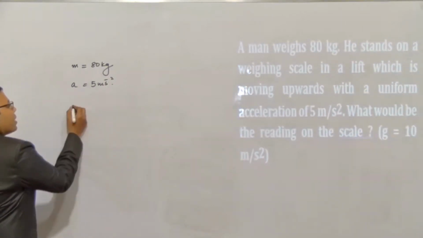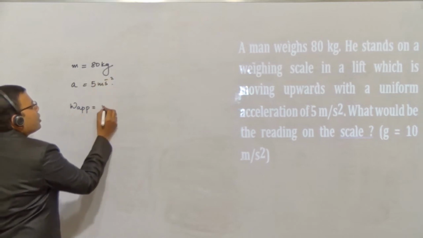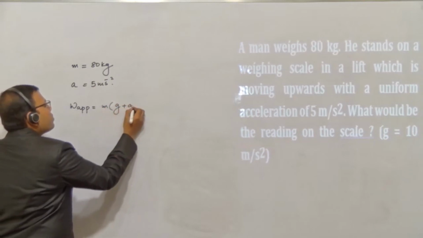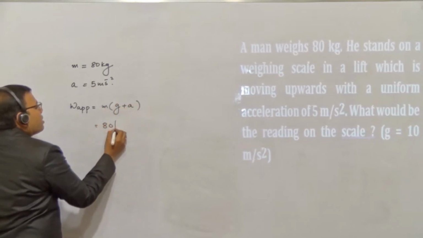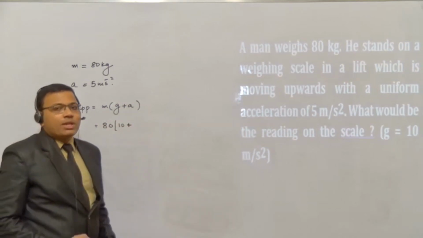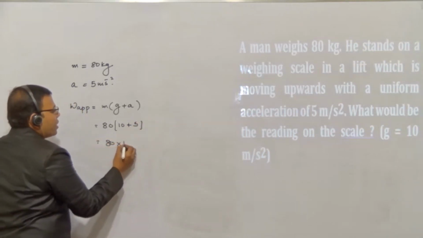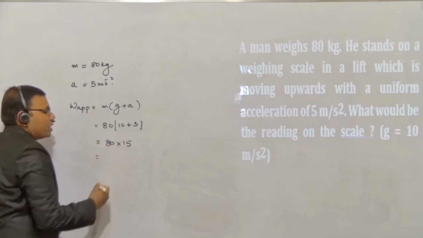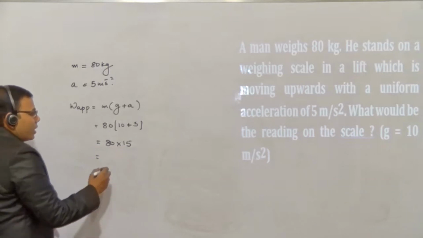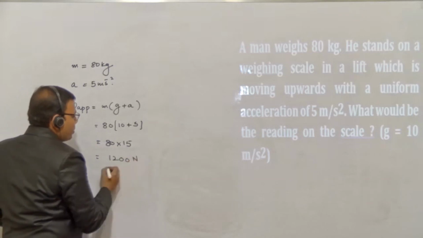The lift is moving upwards, so the apparent weight is m into g plus a, as we have studied. Here m is 80, and as per the question I'm taking g as 10, plus a, which is 5. So 80 into 15, and we get 1200 Newton.